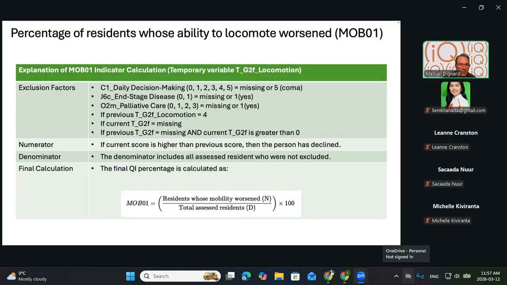All right, it's almost 12. We're going to finish the quality indicator section before we break for lunch, and I'll make sure you all get your hour.